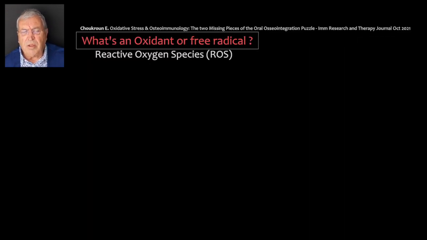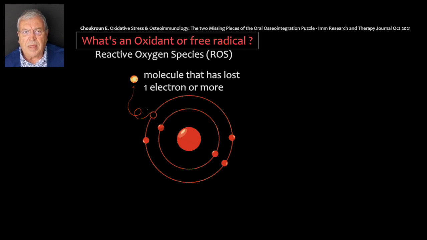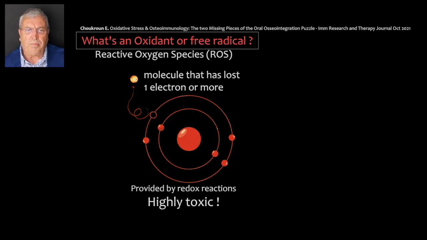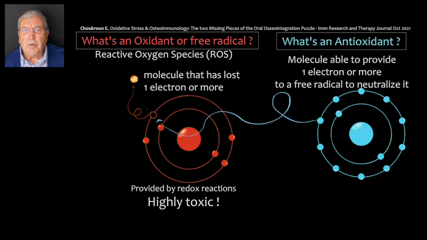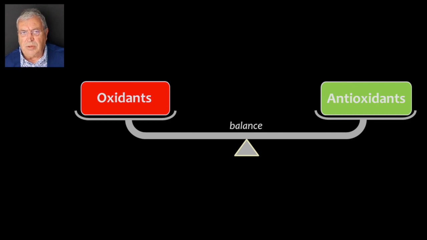We talk about oxidant and antioxidant. What's an oxidant? It's a free radical, also named reactive oxygen species. It's a molecule that has lost 1 electron or more, and then it becomes highly toxic. What's an antioxidant? It's a molecule able to provide 1 electron or more to a free radical in order to neutralize it. It means that we need to be in balance between oxidant and antioxidant.